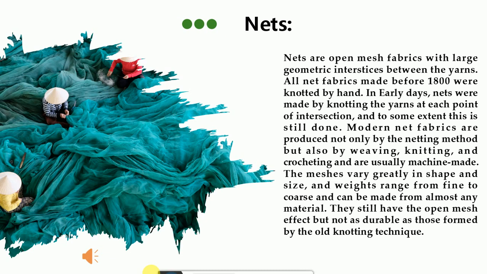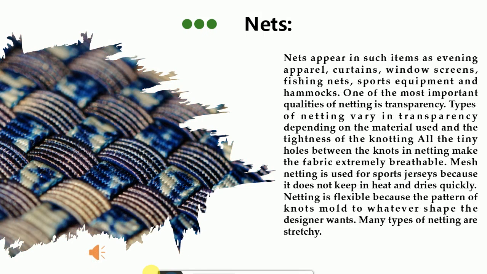The meshes vary greatly in shape and size, and weights range from fine to coarse and can be made from almost any material. They still have the open mesh effect but are not as durable as those formed by the old knotting technique. Nets appear in such items as evening apparel, curtains, window screens, fishing nets, sports equipment and hammocks.